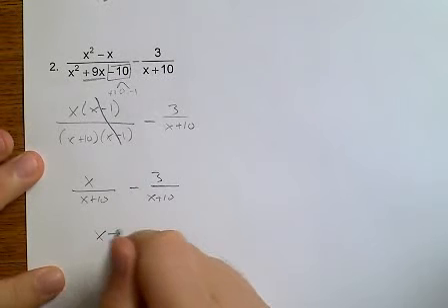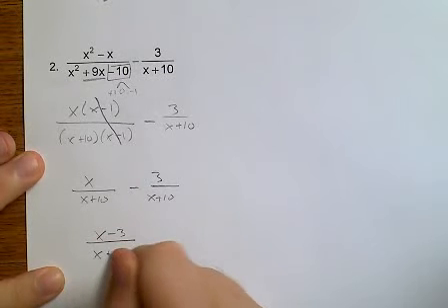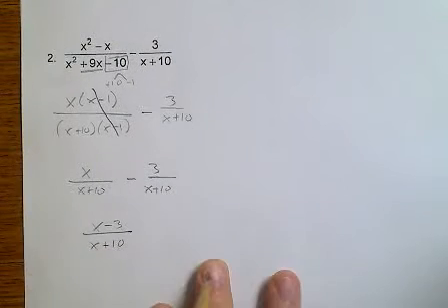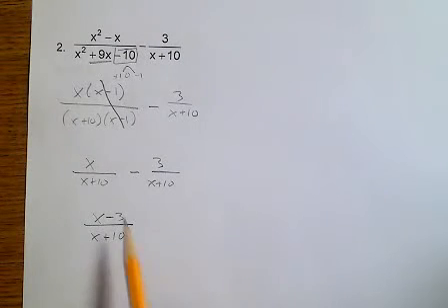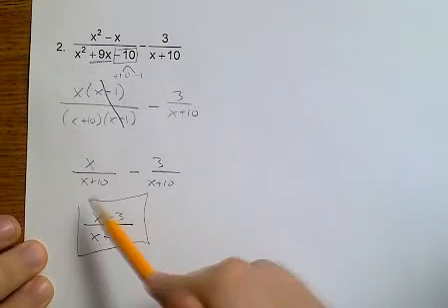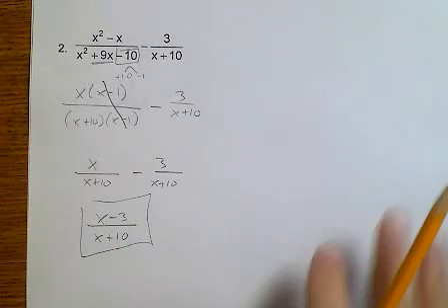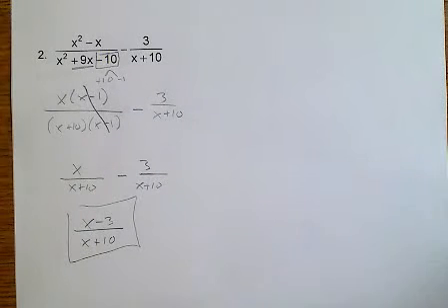x minus 3 over x plus 10. I look to see if there's any way that I can factor these. I can't. They're not the same, so they don't cross off. This is, in fact, our answer. Again, take it one step at a time. Begin by factoring.